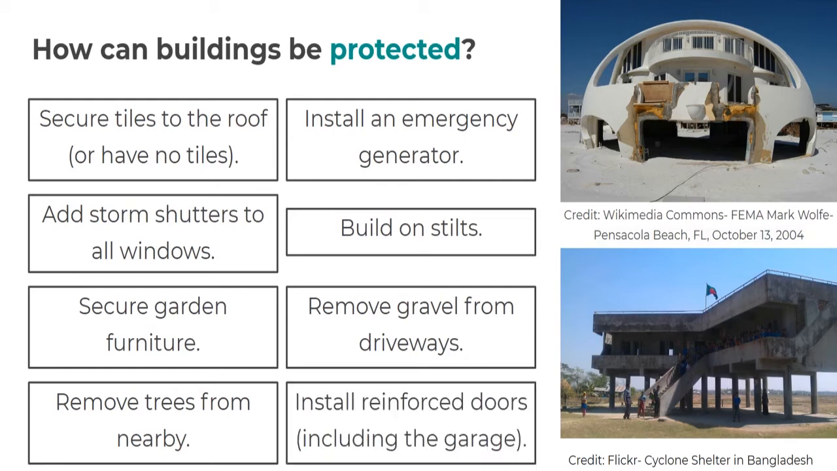And lastly, we might reinforce the doors on our buildings. This includes garage doors as well. They're often a weaker area of a building. So if you combine these different strategies together, you're more likely to create buildings that can withstand the tropical storm and therefore reduce the effects.